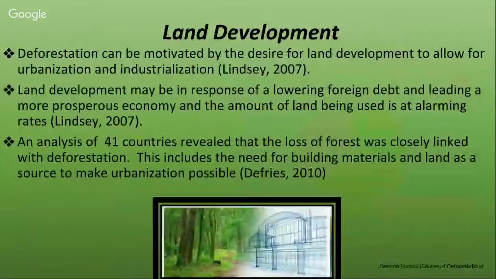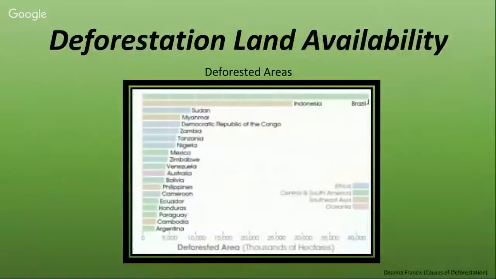Land development is usually caused by urbanization or industrialization, and also lowering foreign debt. It's also known that in 41 countries, the loss of forests is closely linked to deforestation, which is mainly for building materials. This is a graph on deforestation land availability from Rebecca Lindsay, and it talks about the deforestation hectares in Africa, Asia, Central and South America, and Oceania.